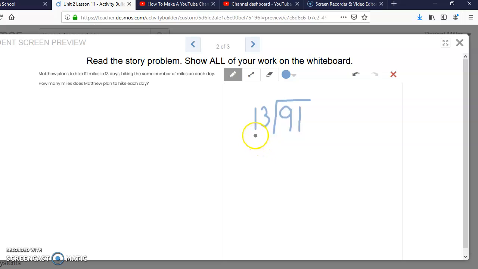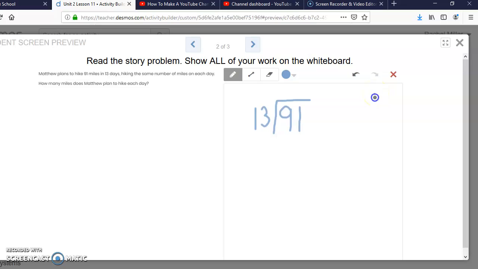All right, let's start out and say, can we put 13 into 9? No, we can't do that. So let's put 13 into 91. Now, I don't know about you, but I don't know my 13 facts off the top of my head. So what I'm going to do is list them down the side here just to help me run through my problem smoother.